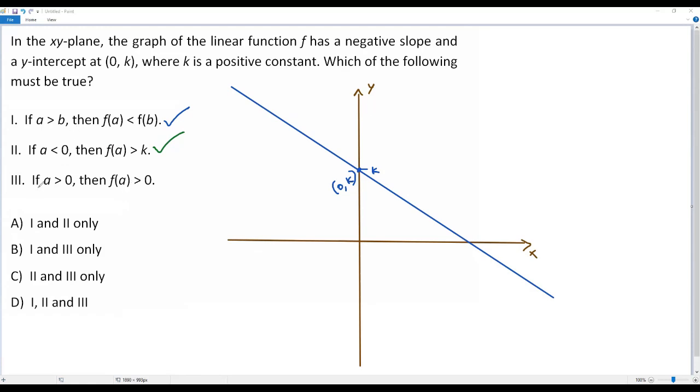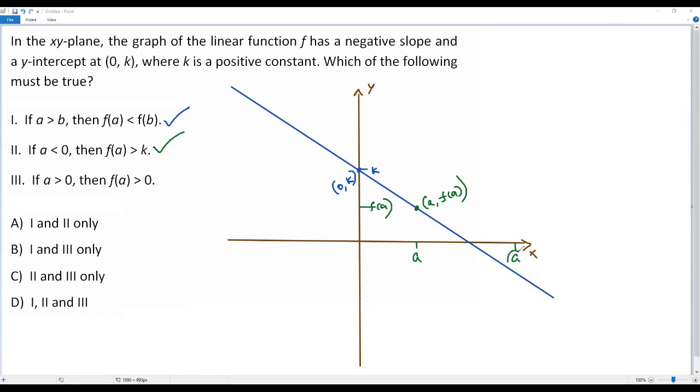Now we can verify the third statement, that is, if a is greater than 0, then f of a is greater than 0. Since a is greater than 0, we can mark this value a on the positive side of x-axis. Okay, now let me mark the value a over here on the positive side of x-axis, or I can mark the value a over here also, because everywhere the value of x is positive. Okay, now corresponding to this value of x, let's get the point on the line over here. So at this point, the x coordinate is a and the y coordinate is f of a. Okay, now to get the value corresponding to this point on the y-axis, we have to consider the y coordinate of the point over here, that is f of a.